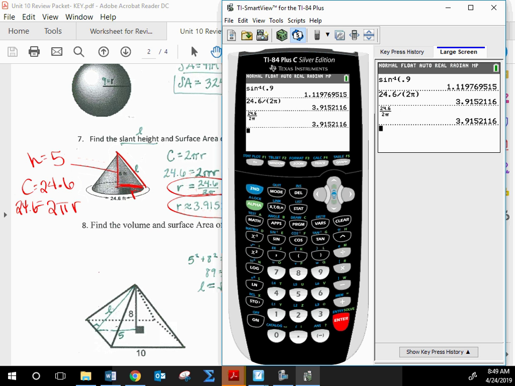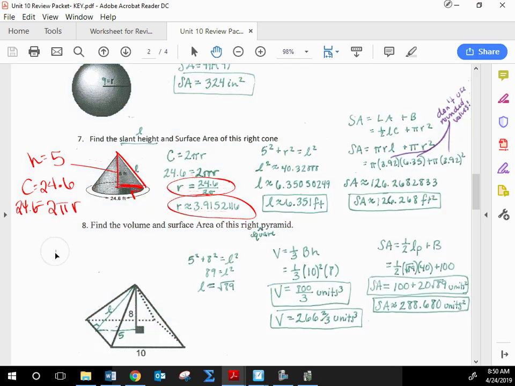Great. So to store that, once I found my value, you can choose where to store it. Since it's radius, you might want to do alpha r for radius. I'm going to go and do alpha r, so anytime I type r, then it'll have that value. Then we use that with the Pythagorean theorem, and solving we get that our slant height is 6.351.